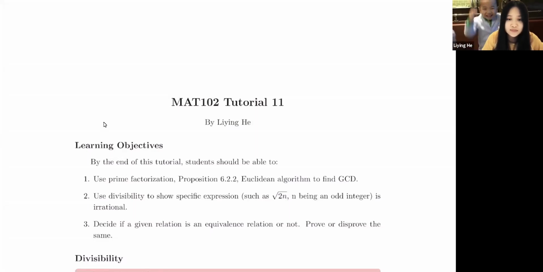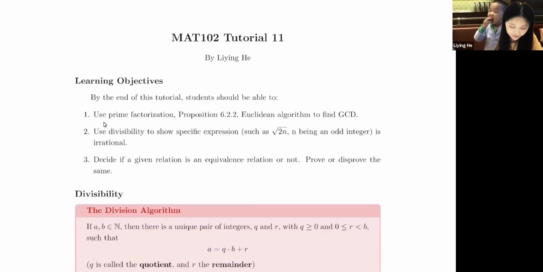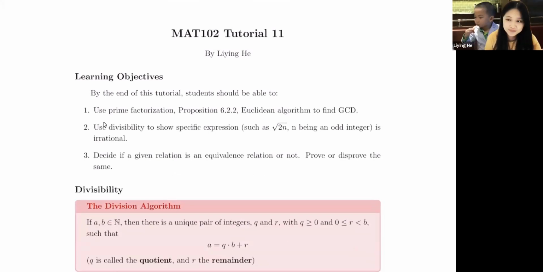Right, as I mentioned, this is the last tutorial of Math 102, and I plan to do what I did in summer, which is at the end of the tutorial, I want you guys to turn on your camera and we can take a group picture together. It's totally optional, so no pressure.